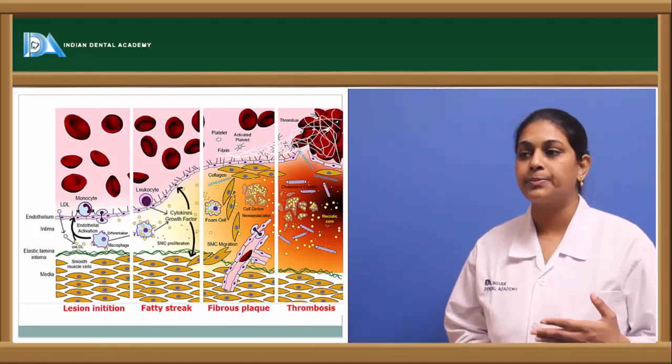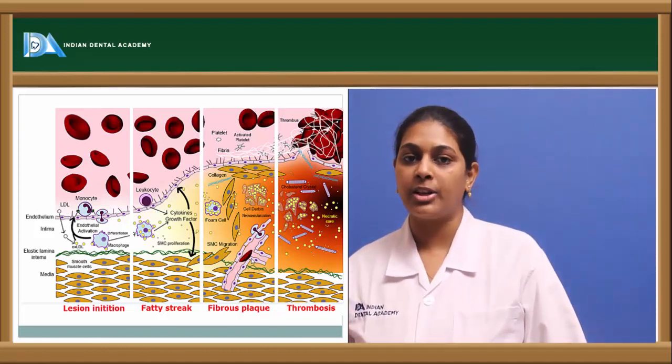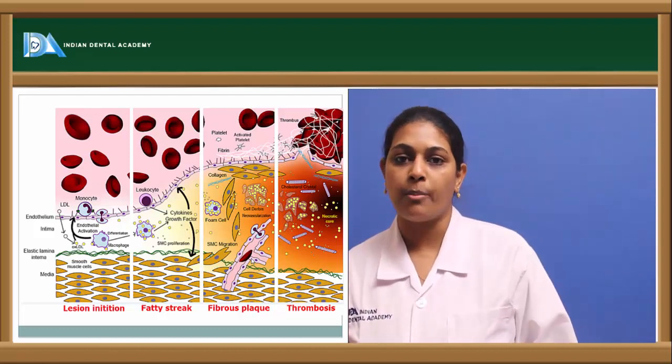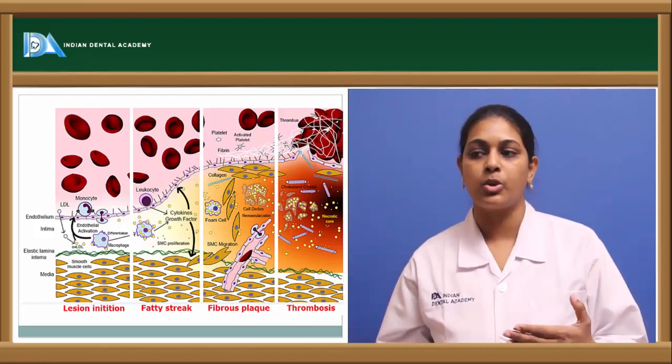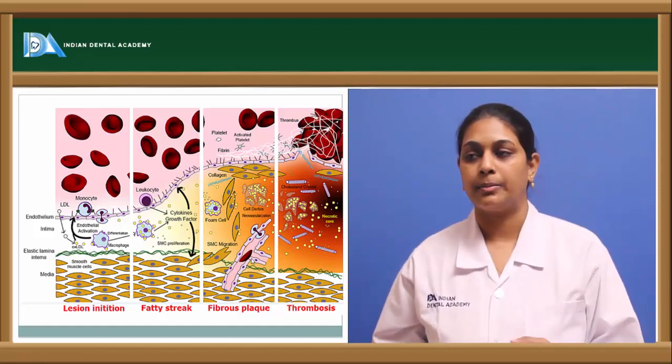This fibrous plaque, further along with the cholesterol crystals and further accumulation of calcification, results in a formation of thrombus, and this results in thrombosis. So this is what happens in the reaction to injury hypothesis.